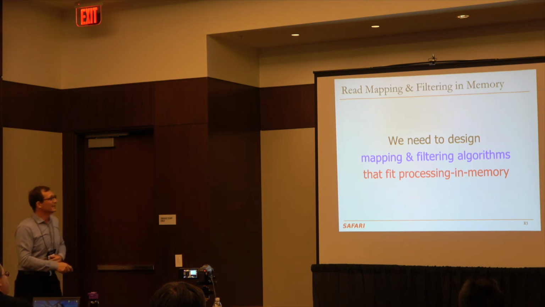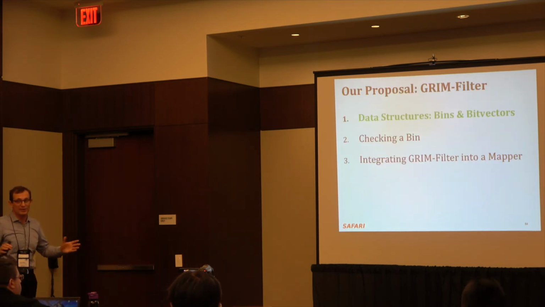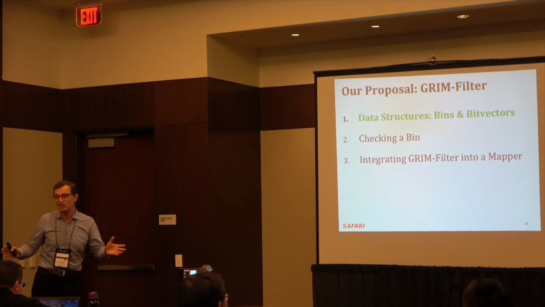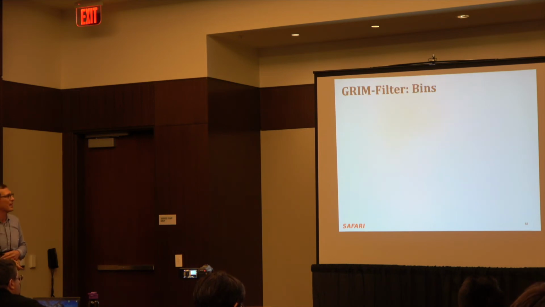I'm going to skip that. So we need to design mapping and filtering algorithms that fit processing in memory. How do we do this? We're going to have a completely different representation of the genome so that we can do the filtering efficiently in memory. I'm going to introduce some data structures, bins and bit vectors, how we check a bin, and how to integrate what we call the GRIM filter into a mapper.